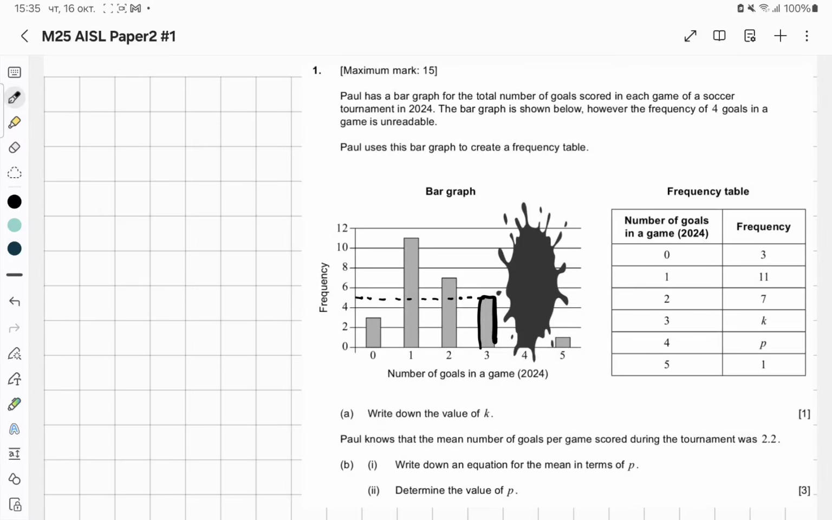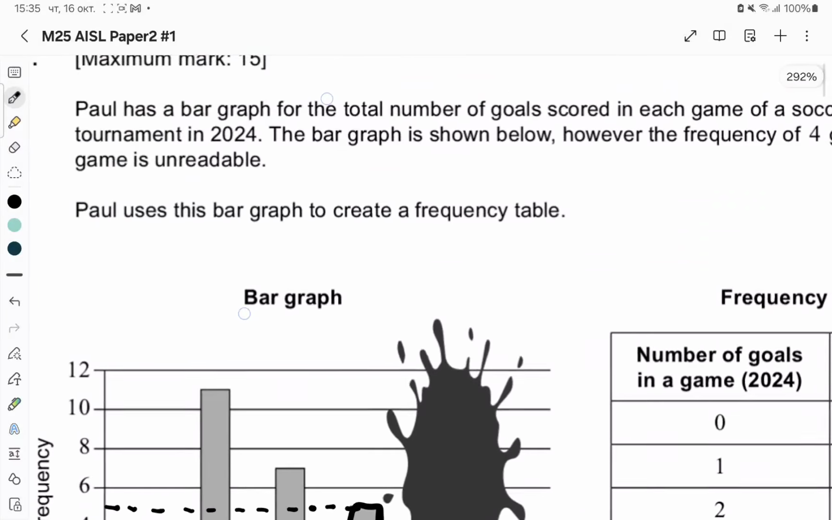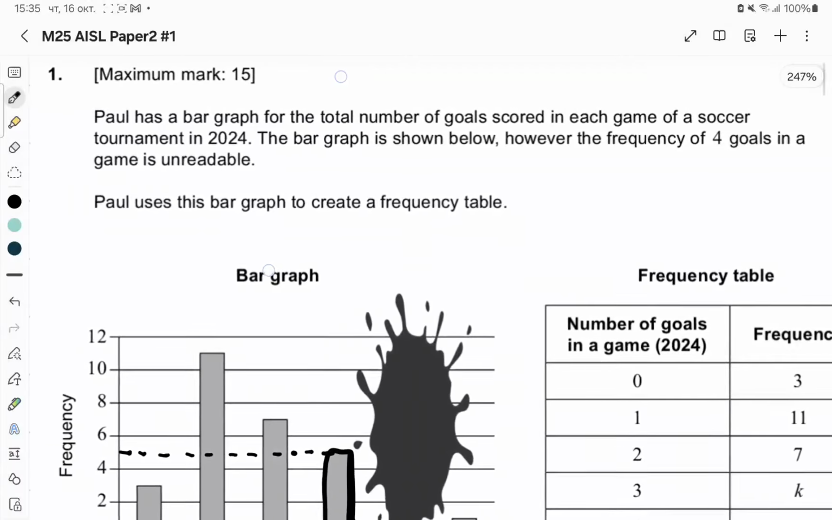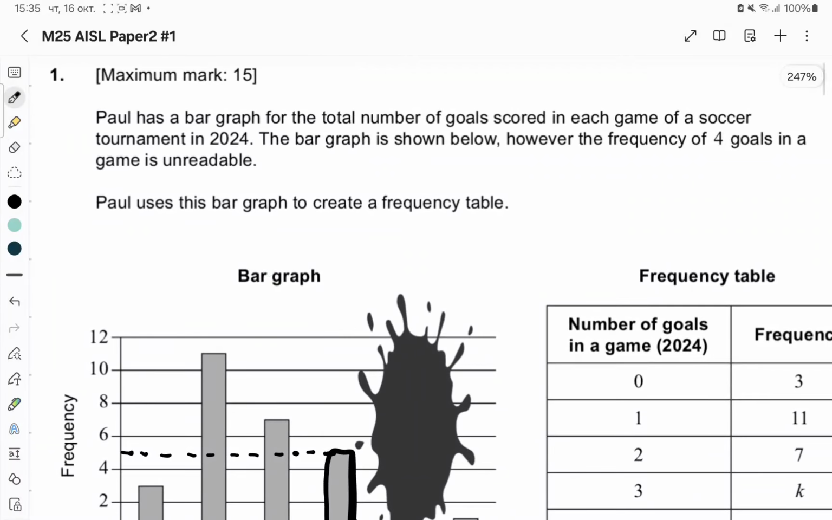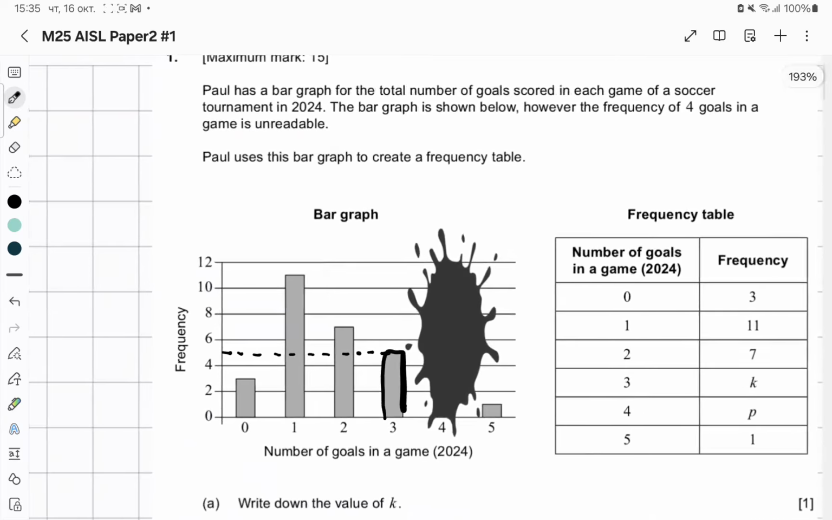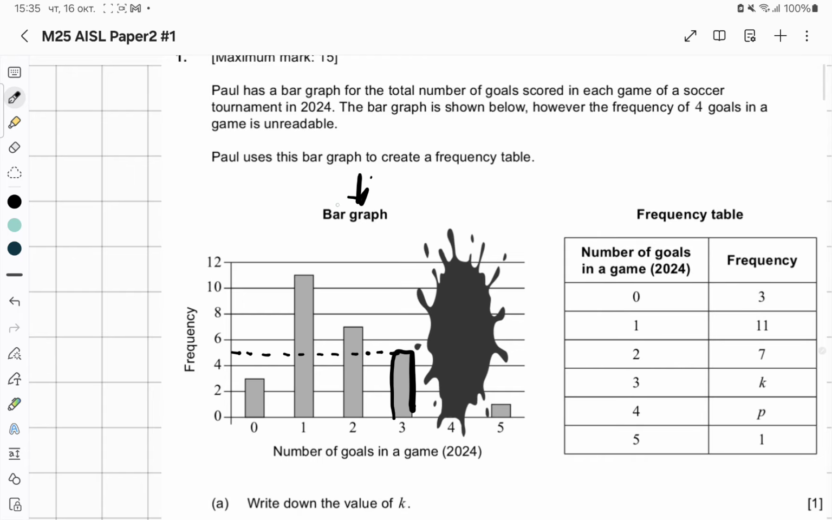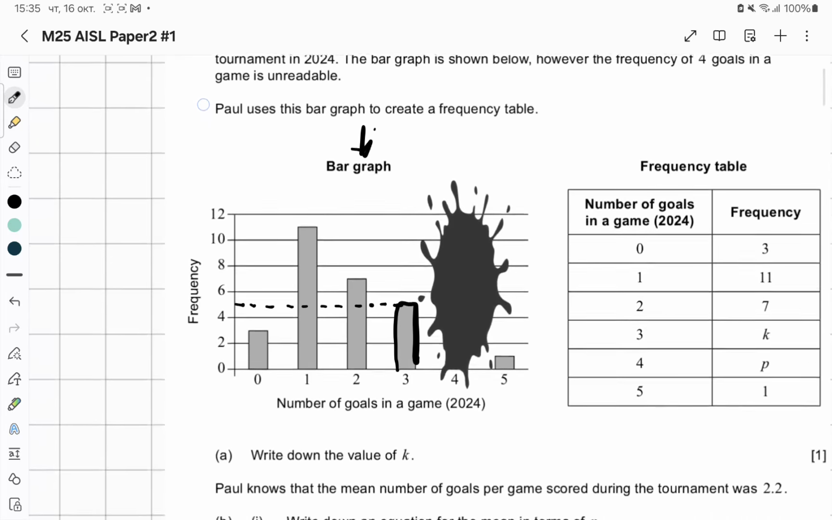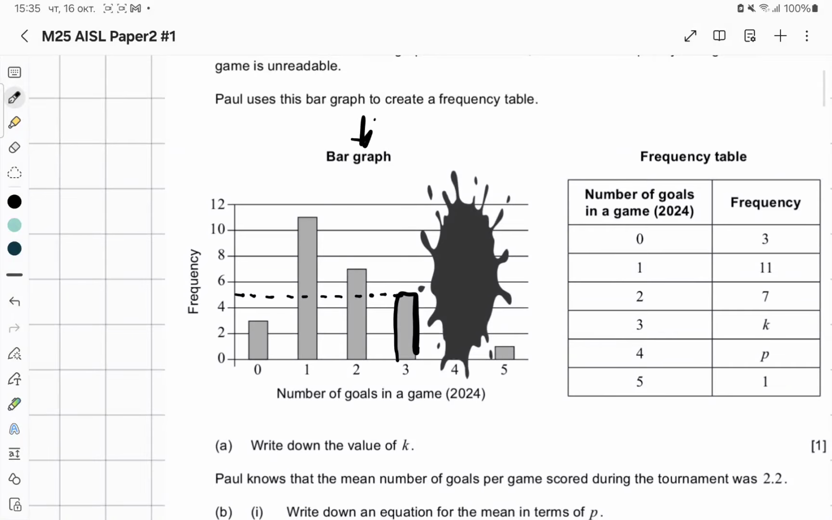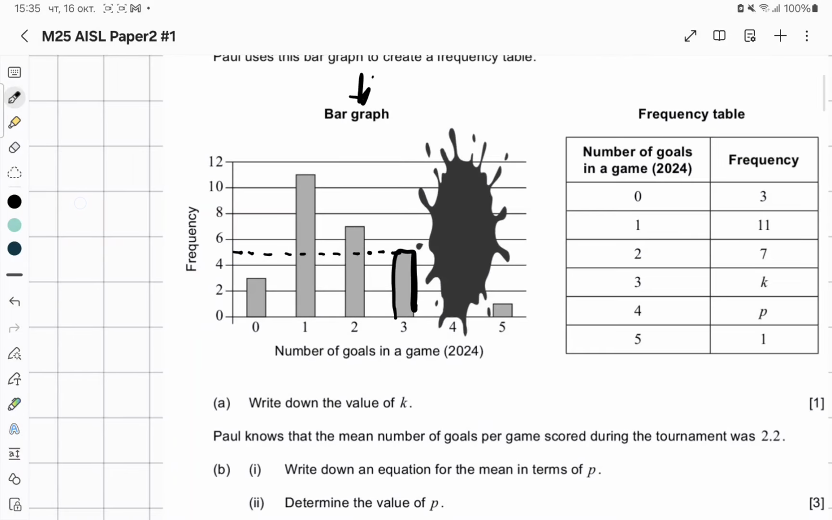Given that Paul has a bar graph for the total number of goals scored in each game of a soccer tournament in 2024. The bar graph is shown below. So this is a bar graph, yeah? However, the frequency of 4 goals in a game is unreadable. Paul uses this bar graph to create a frequency table. Okay, so now let's find the value of k.